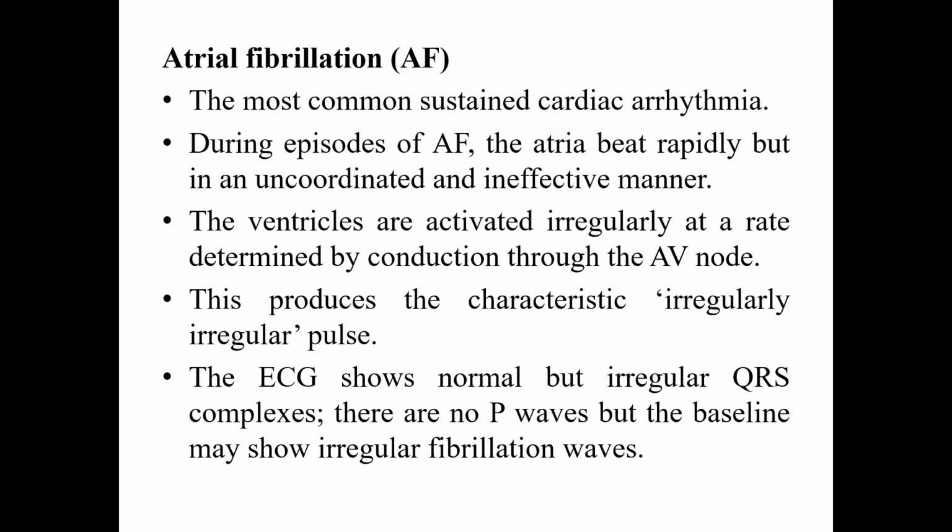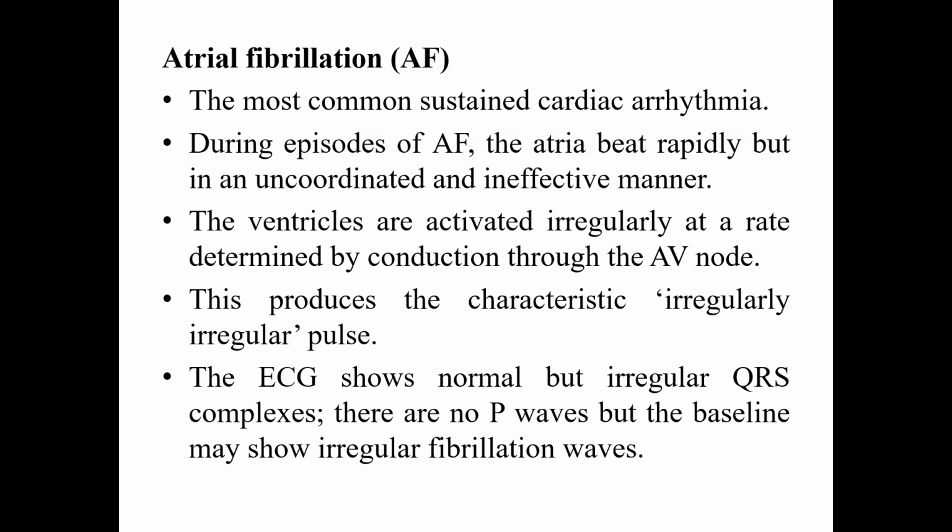The ventricles are activated irregularly. So what happens? There is so much impulse coming from the atria in an uncoordinated way towards the ventricles. So this ventricular musculature also starts beating irregularly. This produces an irregular pulse. So atrial fibrillation leads to irregular pulse. So in ECG, there will be irregular QRS complexes, and we cannot see the P waves. And there is irregular fibrillation.